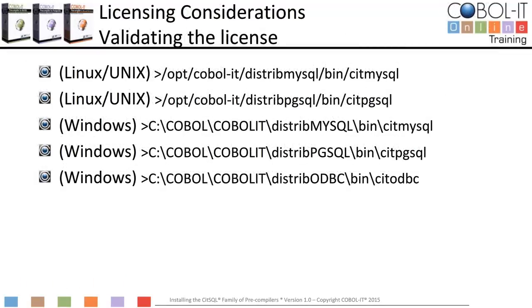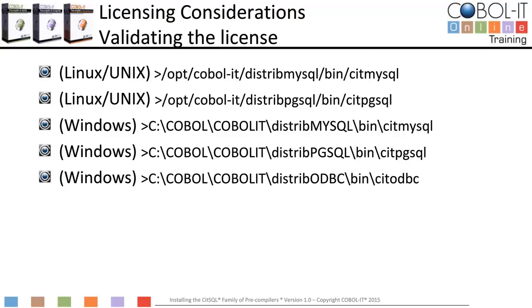Validating the license. To validate your license, enter the bin directory of your CitSQL installation, and execute the pre-compiler with no options. CitSQL will display the version number, and the expiration date of your license, along with some other information.